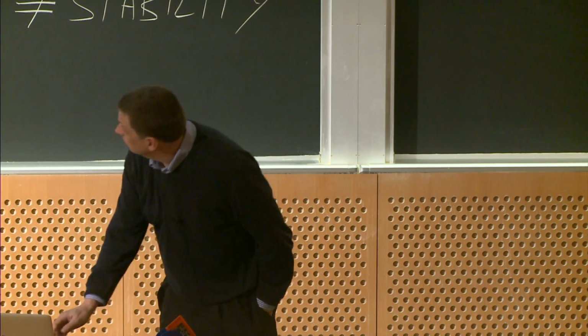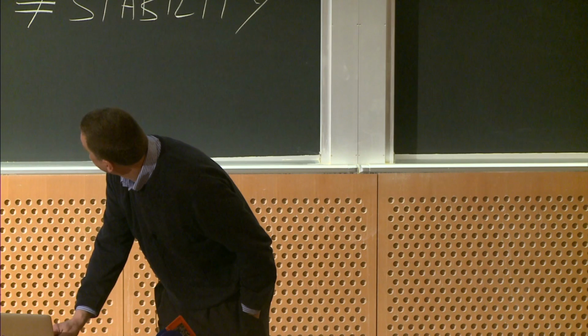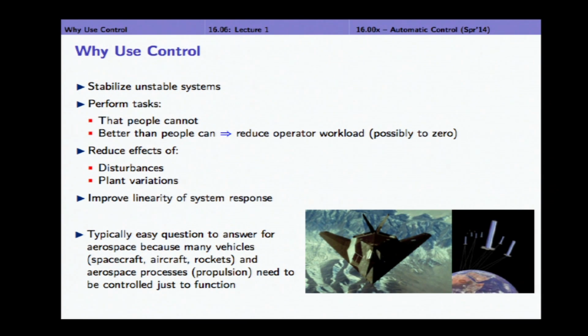And as I've said, there are often plant variations we have to deal with, the fact that dynamics are different than we thought, and furthermore, there are a lot of disturbances. If you go outside, you'll notice there's a lot of wind. If you ever tried to fly something like a paper airplane outside, you see a lot of wind disturbances and things like that you have to deal with. So these are all things that we have to take into account.